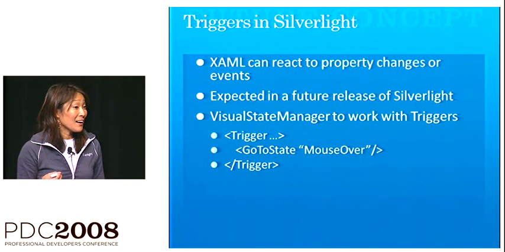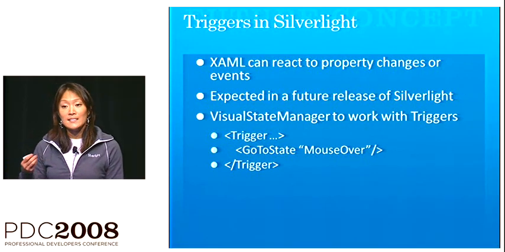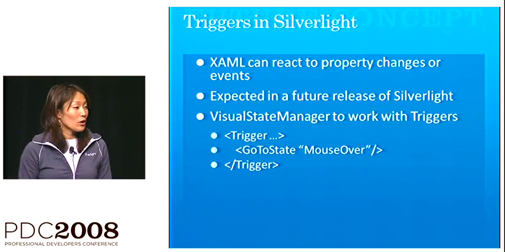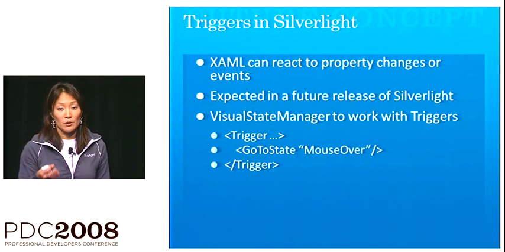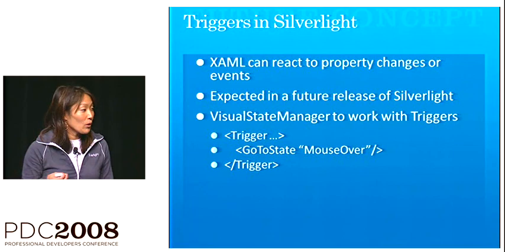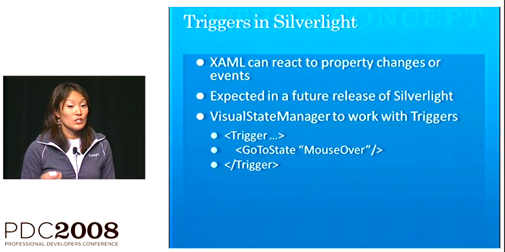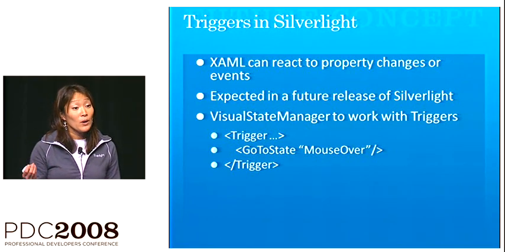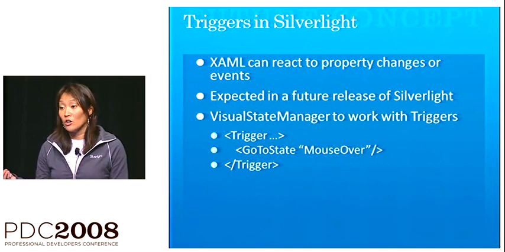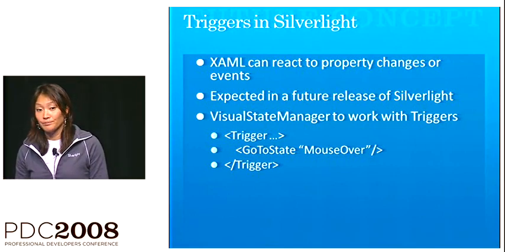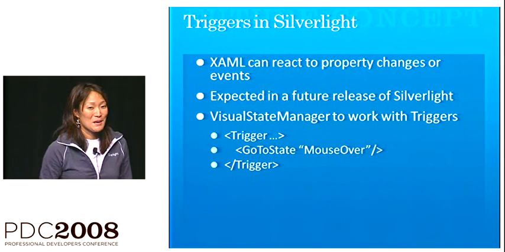When triggers do come in line in Silverlight, we expect to add something like the following. You'll have a trigger, it'll listen to a property or an event, and then we will have a go-to state action. And so the designer can, at that point, if they want to, initiate go-to state calls from the template itself. And that is kind of the roadmap.